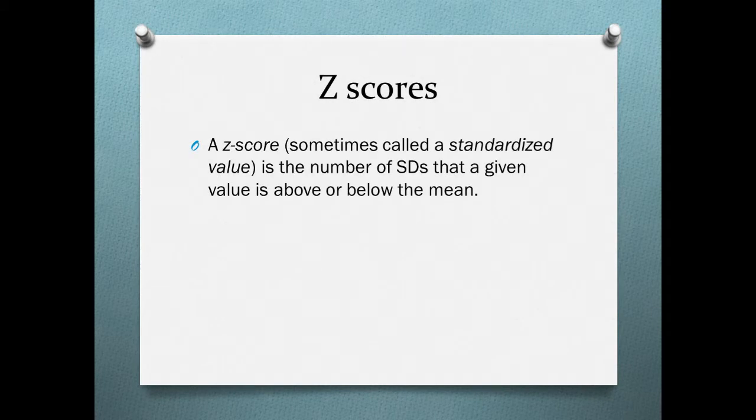Z-scores, sometimes called a standardized value, is the number of standard deviations that a given value is above or below the mean. It's an exact score, and basically it tells us exactly how far away the particular data value is from the mean.